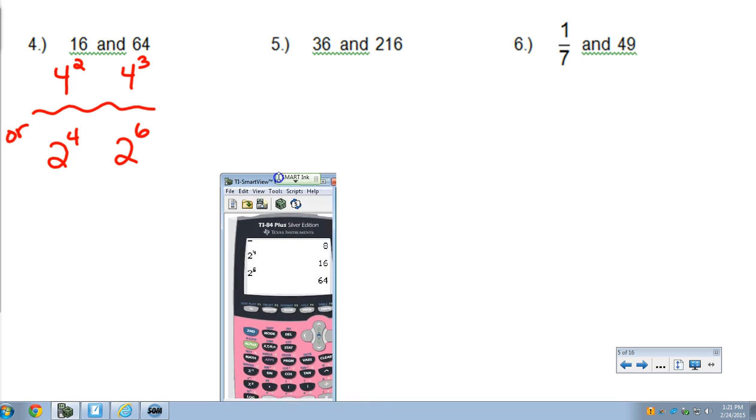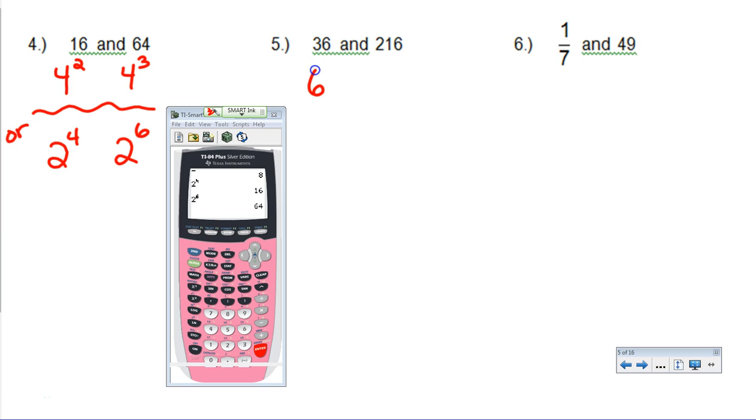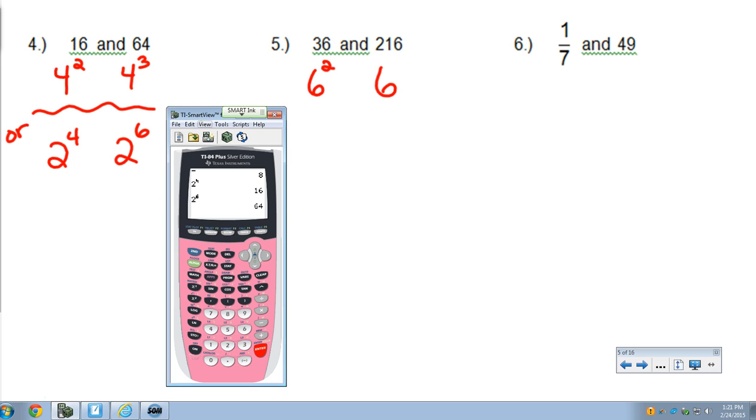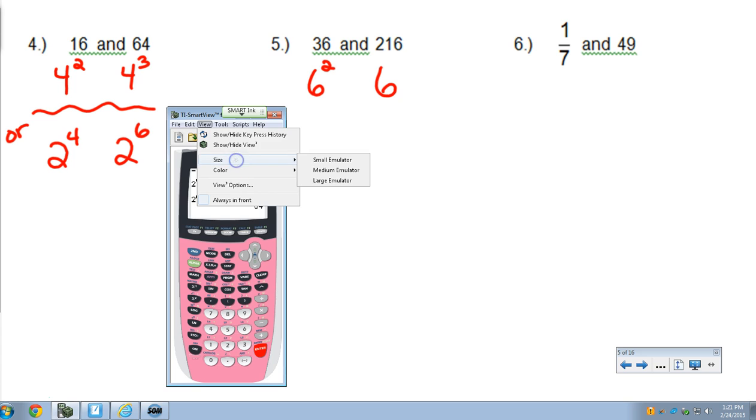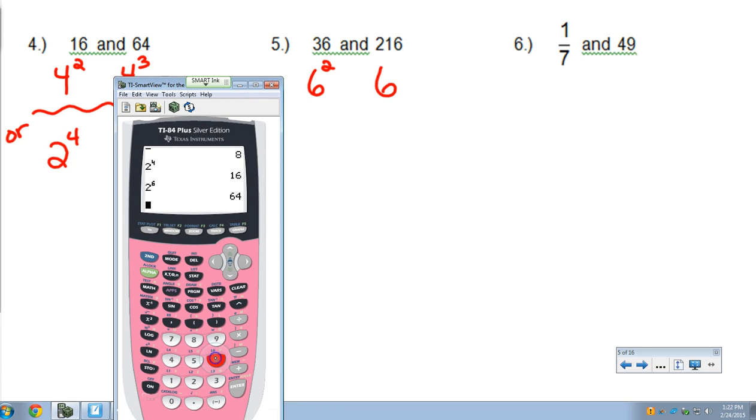Okay, number 5, 36. Again, this is a kind of an easy one because 36 really only has one way. 36 is 6 squared. So all I've got to do is see, can I get 216 to be a 6? So I'm just going to go ahead and guess and check. Well, let's see. 6 squared is 36, so let's try 6 to the 3rd power. Oh, and that's 216.